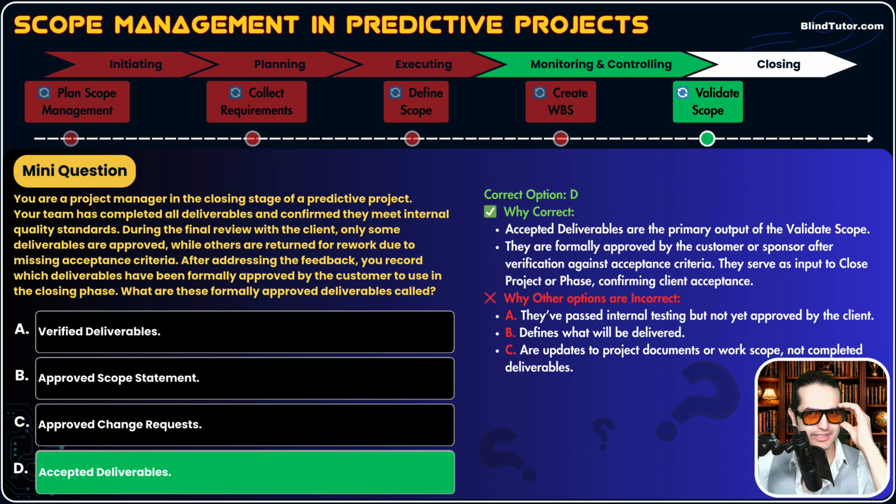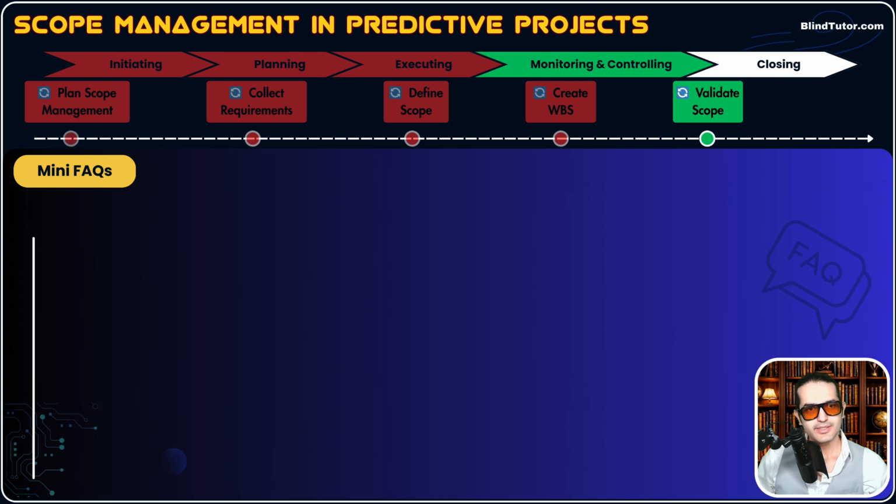Now, let me read your mind. I can see that you still have some questions remaining in your mind. Let's resolve them by mini FAQs. Look up there, guys. We're doing scope management in predictive projects. What phase? Monitoring and controlling. What process? Validate scope. What section? Mini FAQs of validate scope. Let's get it done.